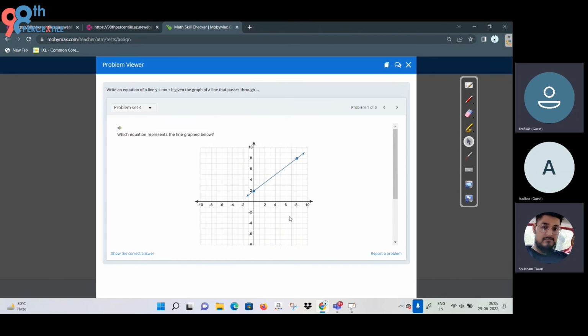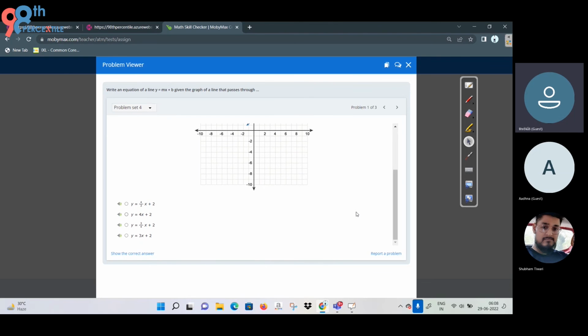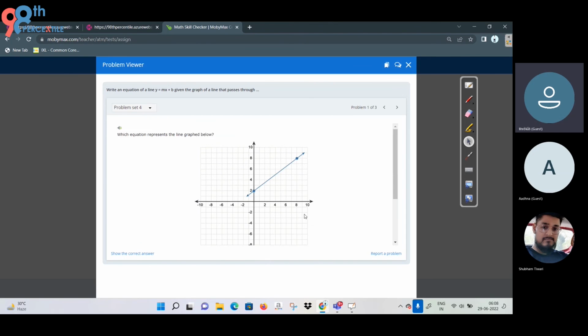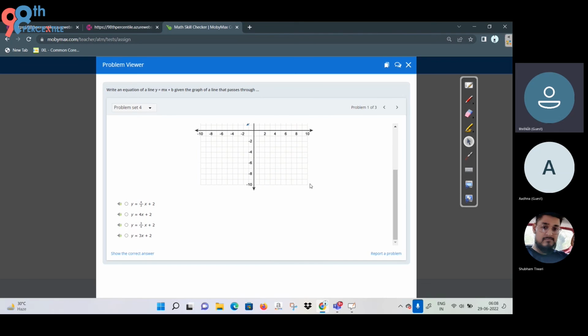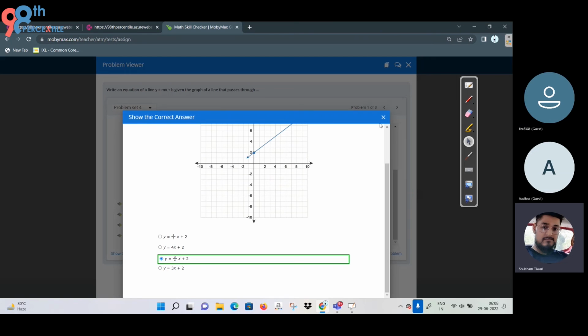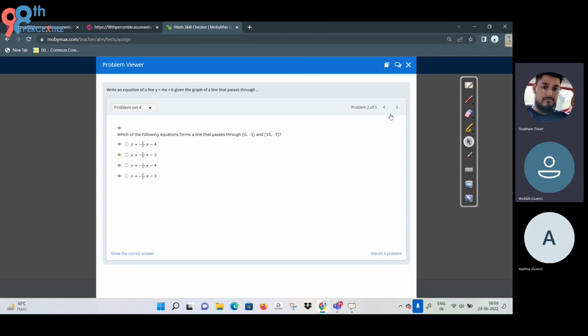Have you got your answer? Almost done. Could you scroll up, please? Can you scroll down, please? It's the third one. Okay, let me check. Yes, third one is the right answer. Good job, Shreyas. Let's do the last question for today. Then we will be moving to the ceremony.